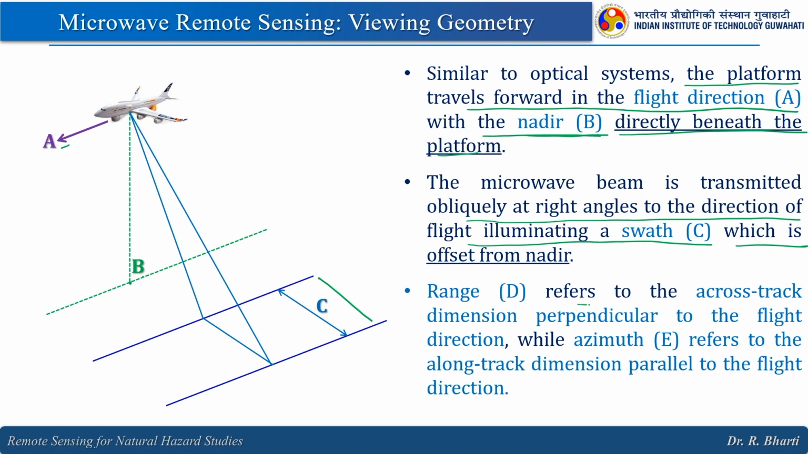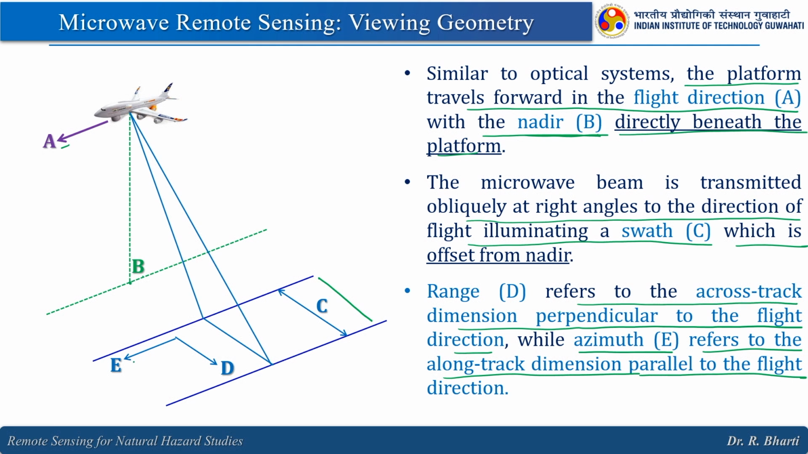Range D refers to the across track dimension perpendicular to the flight direction, while azimuth E refers to the along track dimension parallel to the flight direction, right. So, this is E and this is D. E is the along track dimension and D is across track. This is across track, right.